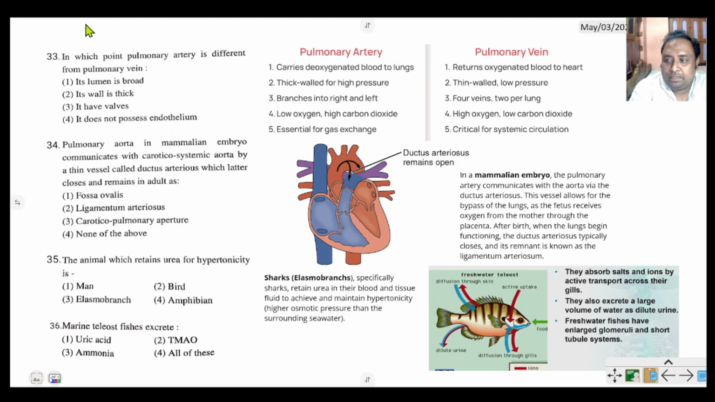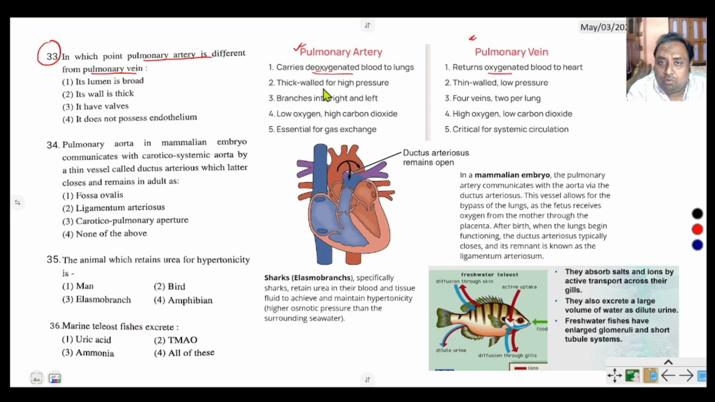So the question number 33 says, in which point is the pulmonary artery different from the pulmonary vein? The term pulmonary, you can understand that it's related to lungs. Through the pulmonary artery, the deoxygenated blood is transferred from heart to lungs, and through the pulmonary vein, only oxygenated blood is transferred from lungs to heart.